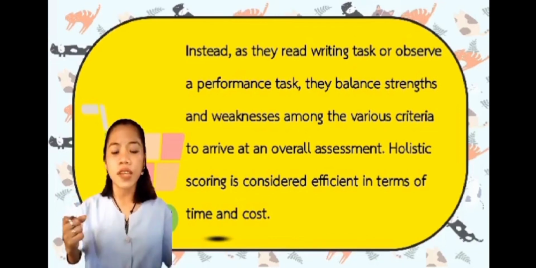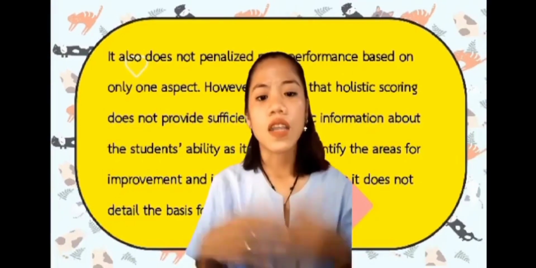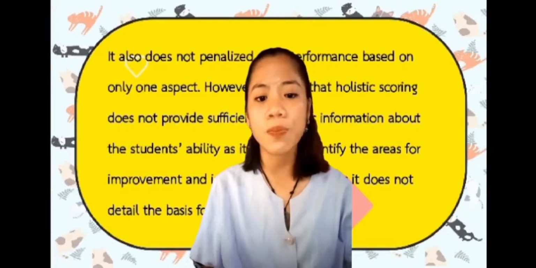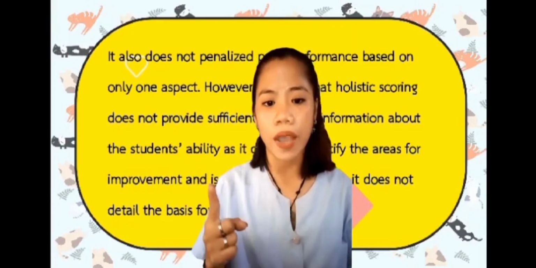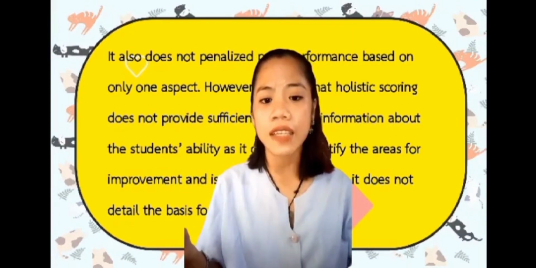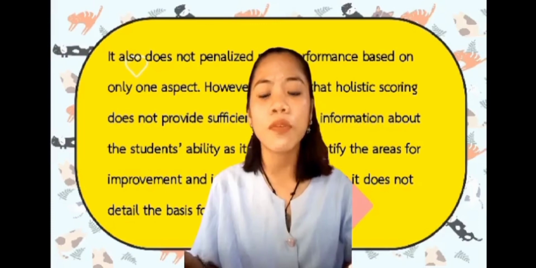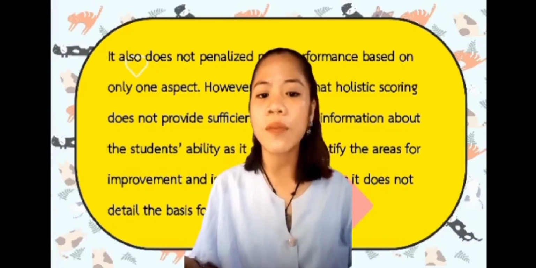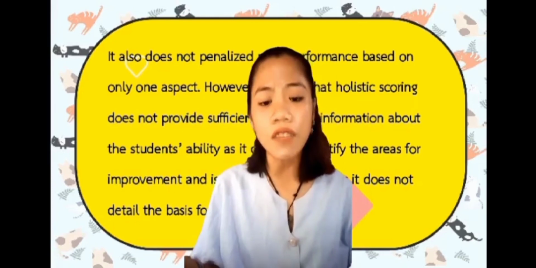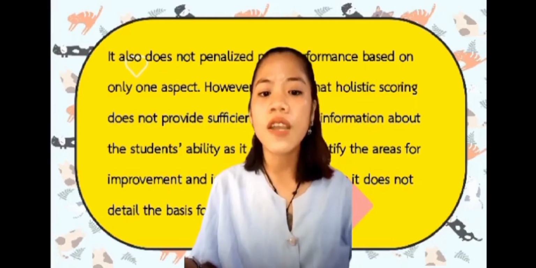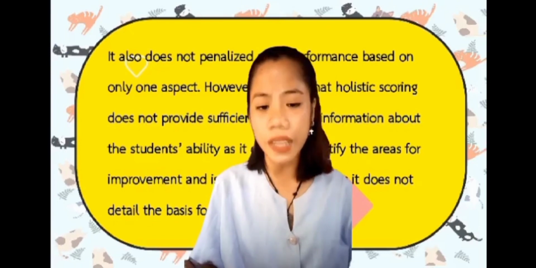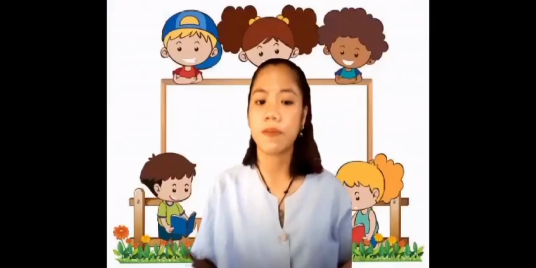Holistic scoring is considered efficient in terms of time and cost. It also does not penalize poor performance based on only one aspect. However, it is said that holistic scoring does not provide sufficient diagnostic information about the student's ability, as it does not identify areas of improvement, and it is difficult to interpret, as it does not detail the basis for evaluation.